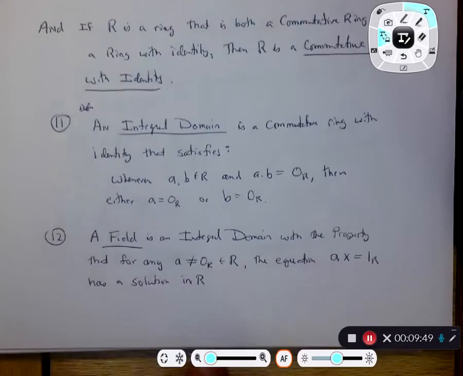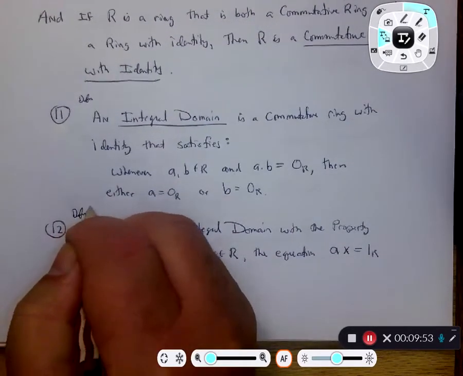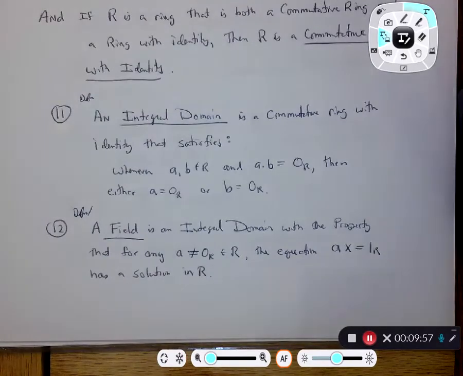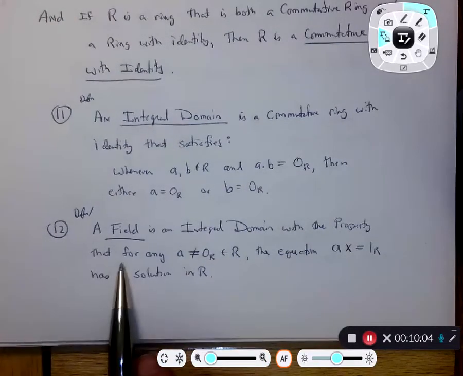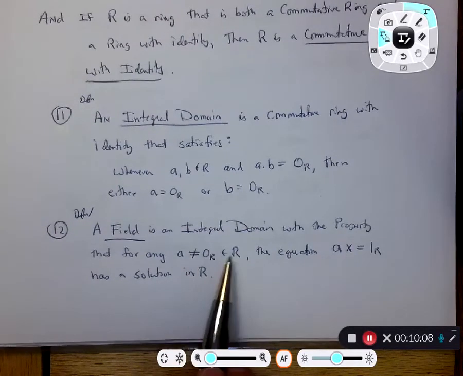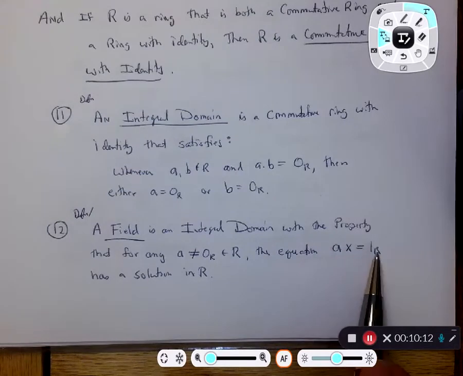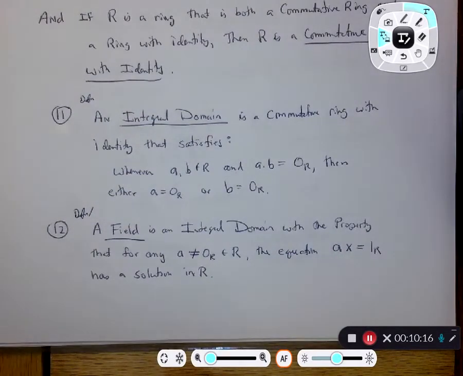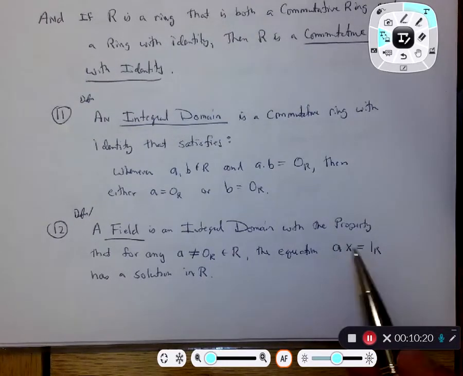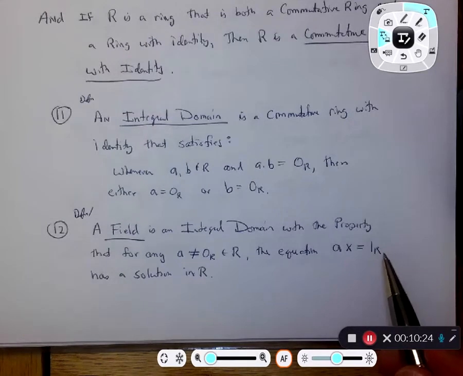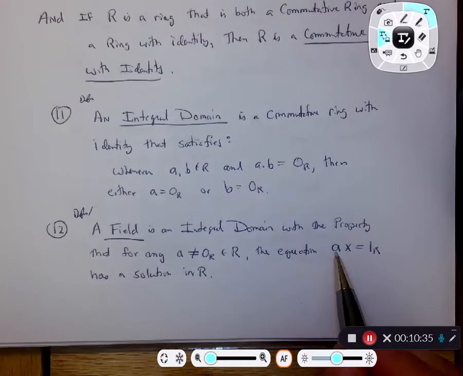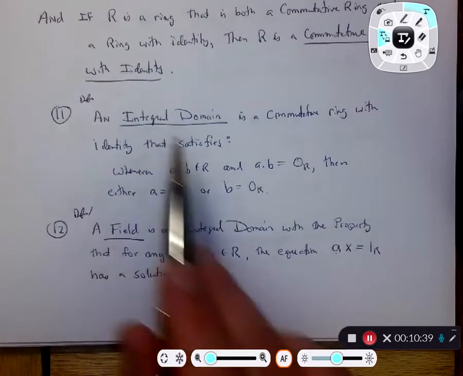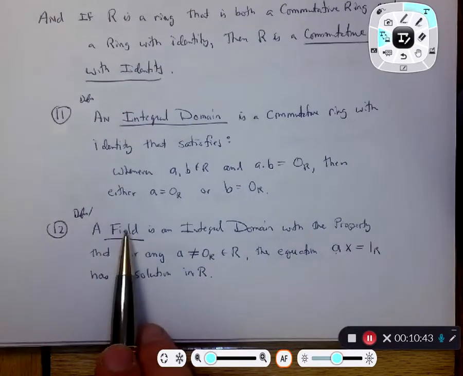And then the last definition is pretty much when you have all your properties. There's one more property, and that is a field. A field is an integral domain, so you're adding on to this statement, with the property that for any non-zero element a, not equal to 0, in R, the equation a x equals 1 in R has a solution in R. In high school algebra you would divide by a on both sides. Remember, division is not really allowed here, but it's basically called the multiplicative inverse, what you multiply by a to get back to 1. Every non-zero element a has a multiplicative inverse. When you have an integral domain where every non-zero element has a multiplicative inverse, that's called a field.